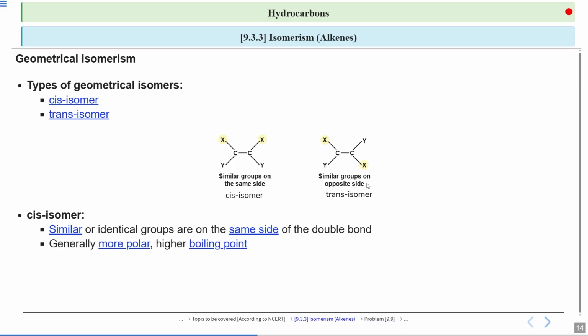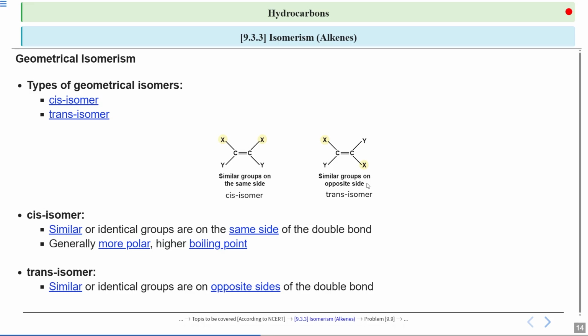Now, what about its characteristics? It is generally more polar and hence has a higher boiling point. What about trans isomers? Trans isomers have similar or identical groups on the opposite side of the double bond. For example, if you look at the image, X and X are on the opposite side.